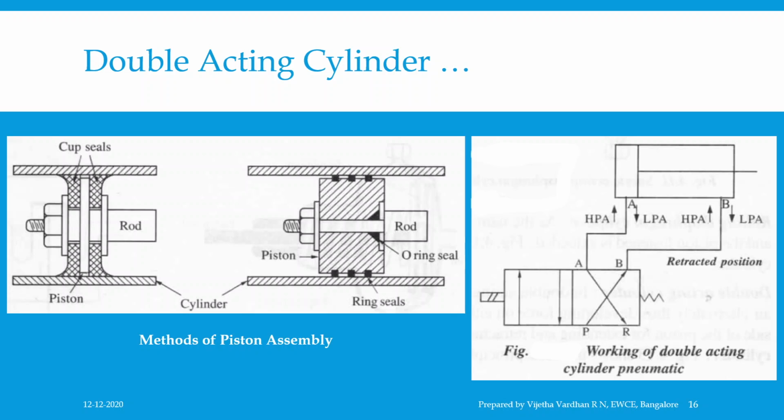Similarly, high pressure compressed air is allowed into the cylinder through port B and the piston retracts. The air on the piston side escapes through port A during retraction. Compressed air continues to enter the cylinder through B till the retraction is completed. Now you can see the same in the figure on the right hand side of the slide, which shows the circuit diagram of the working of a double acting cylinder.